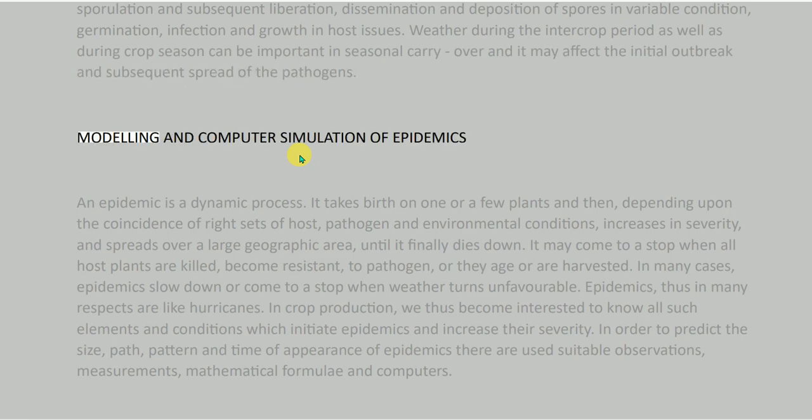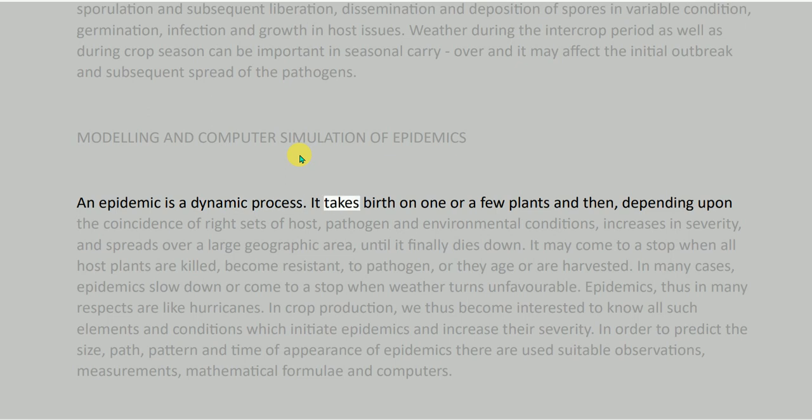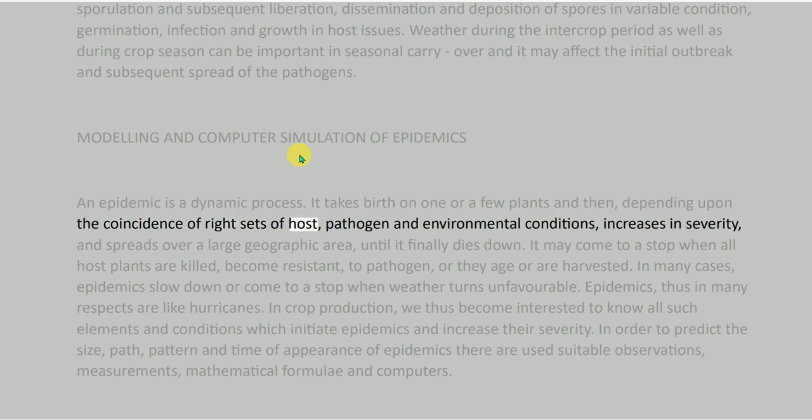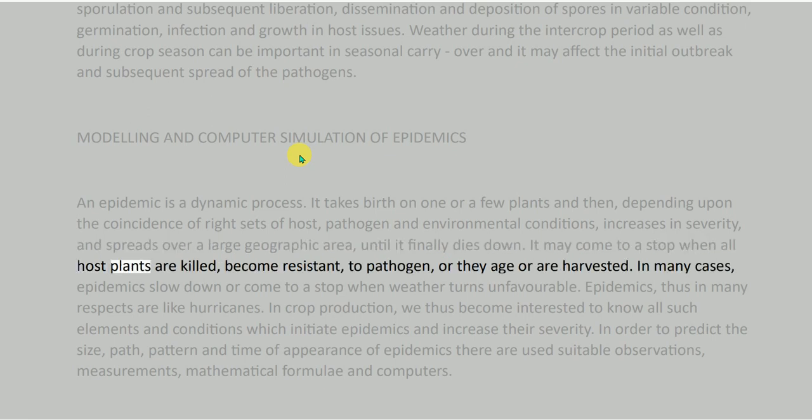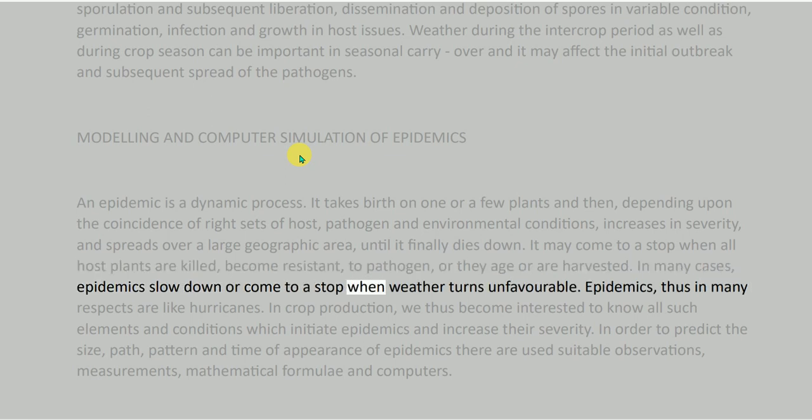Modeling and computer simulation of epidemics. An epidemic is a dynamic process. It takes birth on one or a few plants and then, depending upon the coincidence of right sets of host, pathogen and environmental conditions, increases in severity and spreads over a large geographic area until it finally dies down. It may come to a stop when all host plants are killed, become resistant to pathogen, or they age or are harvested. In many cases, epidemics slow down or come to a stop when weather turns unfavorable. Epidemics, thus in many respects are like hurricanes.